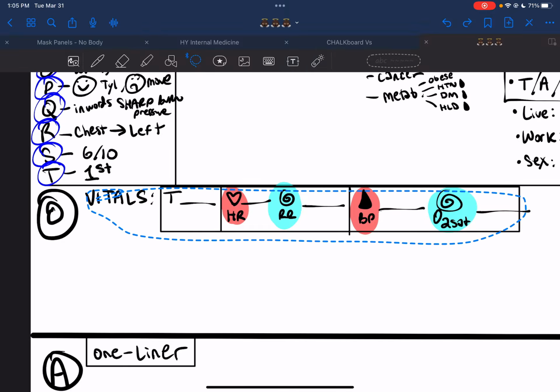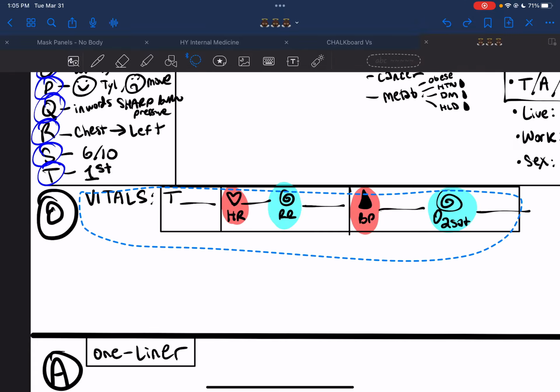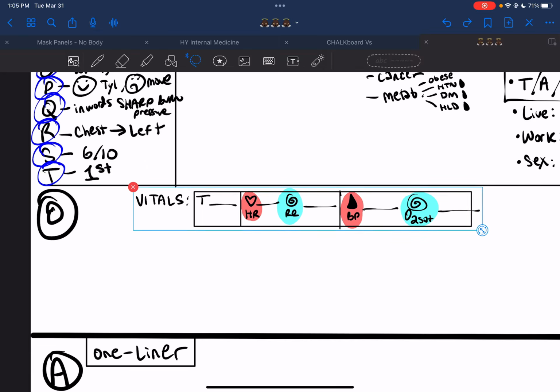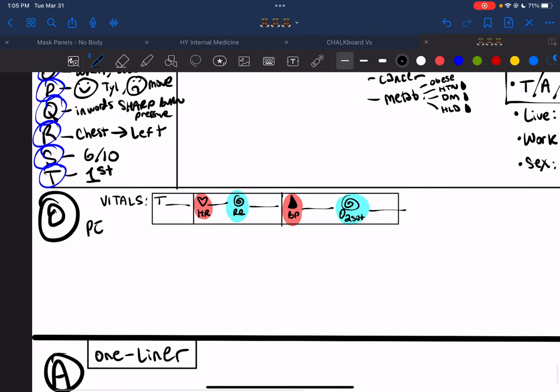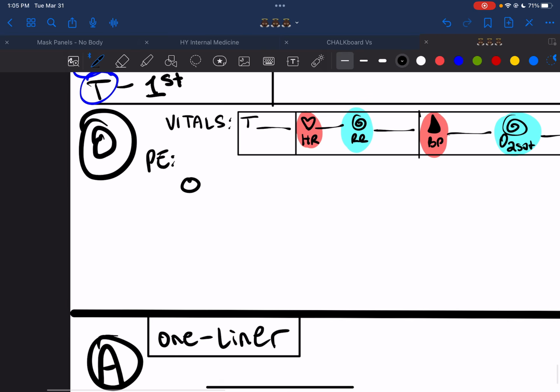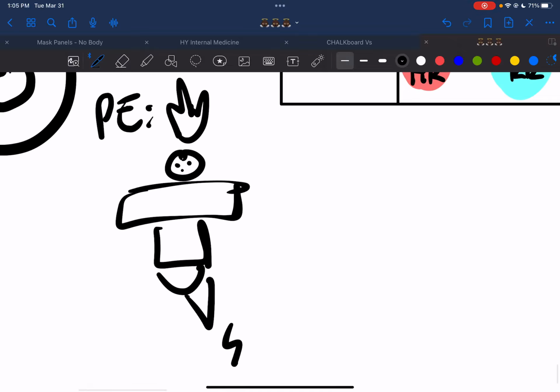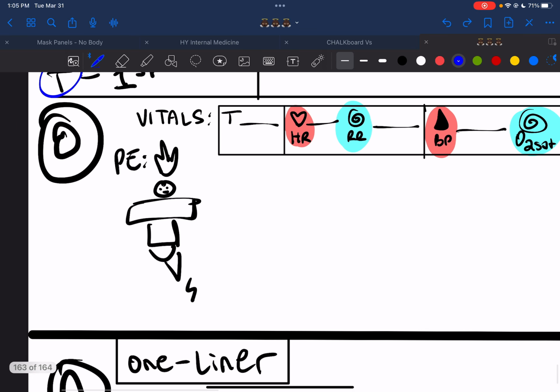You start with them. Why? Because they're vital. After you've done the most vital thing, which is vitals, you can now present the physical exam. For the physical exam, you use the same stickman, or I do, the same stickman from the review of systems. But this time it's objective, right? This was the subjective stickman. Now we have objective.